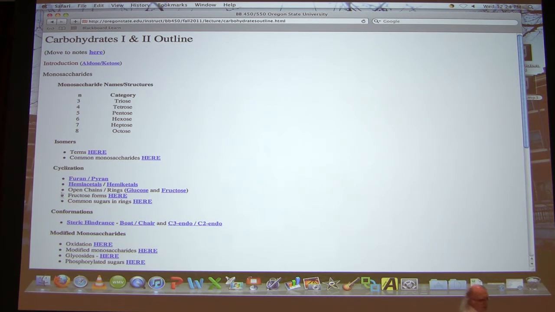All right. Well, the first term I want to introduce you with respect to carbohydrates, and by the way, we also use the term saccharide. Saccharides are the same as carbohydrates. S-A-C-C-H-A-R-I-D-E. Saccharide. A saccharide literally means, and I think it's Latin, sweet taste. So carbohydrate, saccharide, same thing.